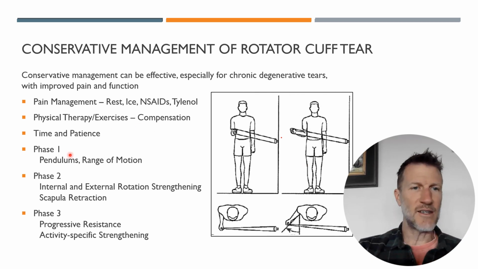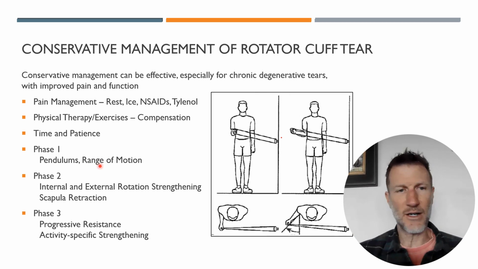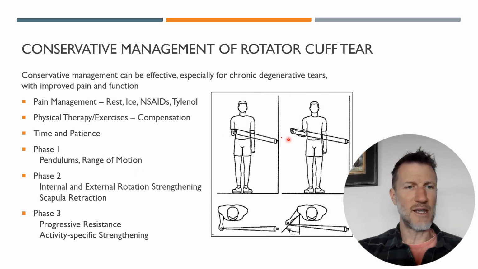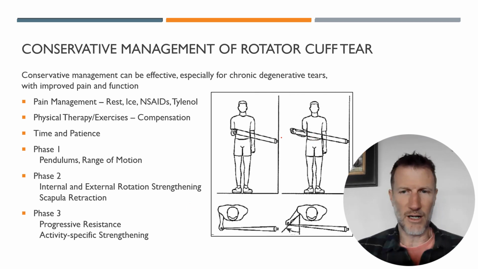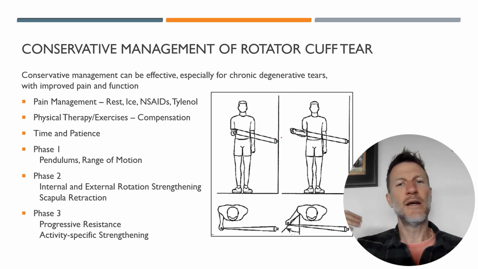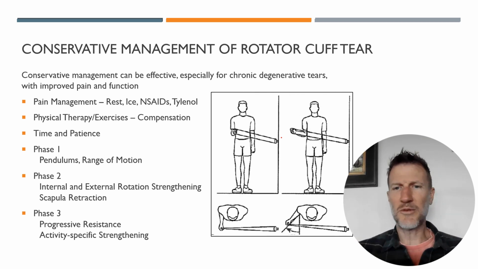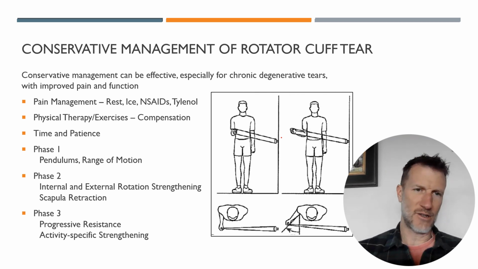And so there's phases. You start by just kind of taking it easy. That's what a pendulum is. You just let your arm hang down. Then there's these internal and external rotation strengthening, and then scapula retraction. So just kind of shrugging your shoulder blade to build those muscles. Then phase 3 is going to be more like getting back to normal. Activity-specific strengthening, progressive resistance, which is really just sort of like more normal strengthening exercises.